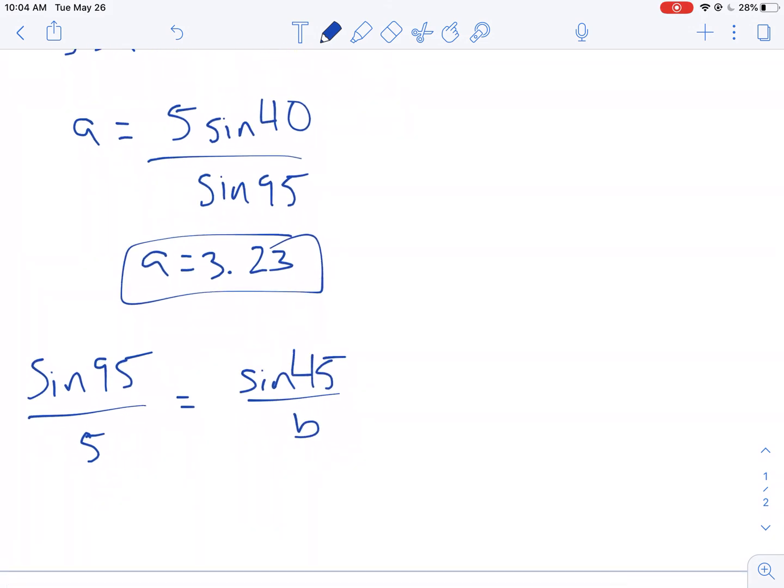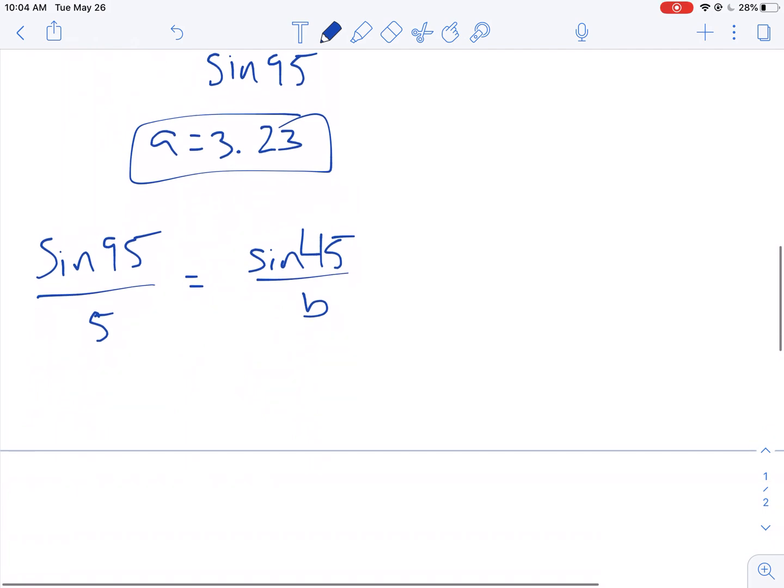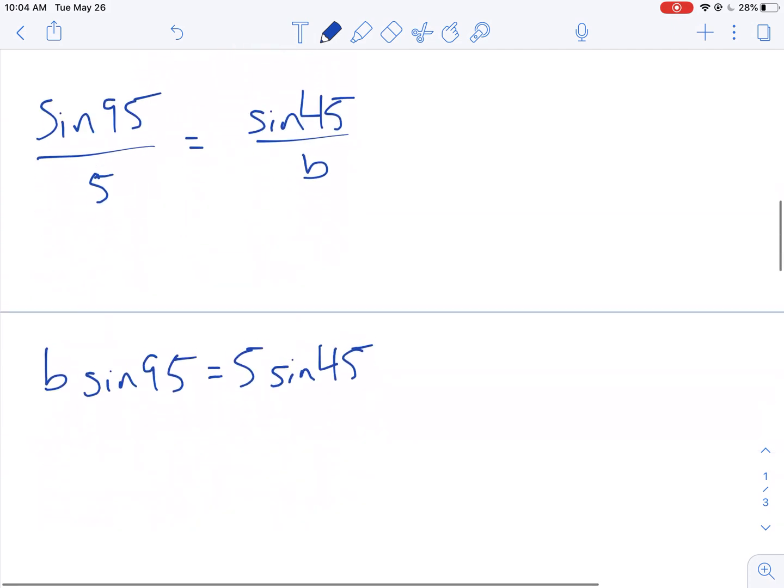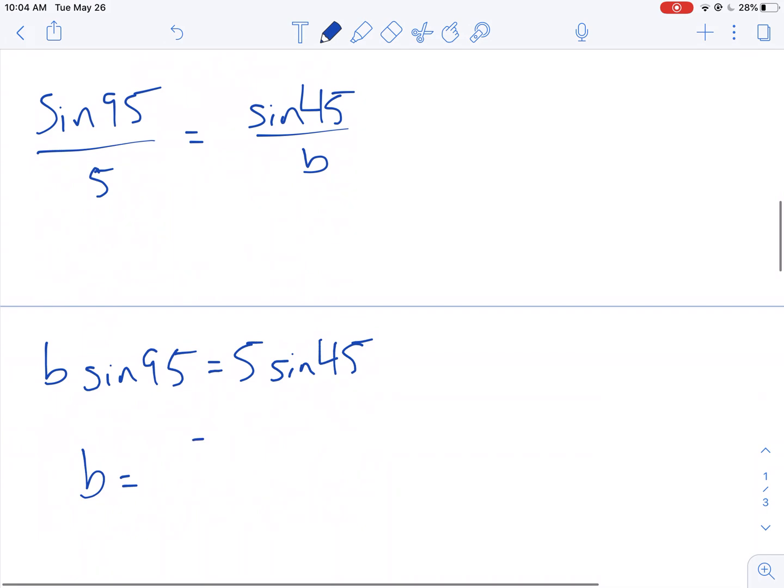Again, I would argue that it's even more important that we're not approximating here because of the fact that sine of 40 and 45 are so close. So if I use that approximation from A, that could throw things off a little bit. I'm going to end up with B times the sine of 95 is equal to 5 times the sine of 45. And B will be equal to 5 times the sine of 45 over the sine of 95.